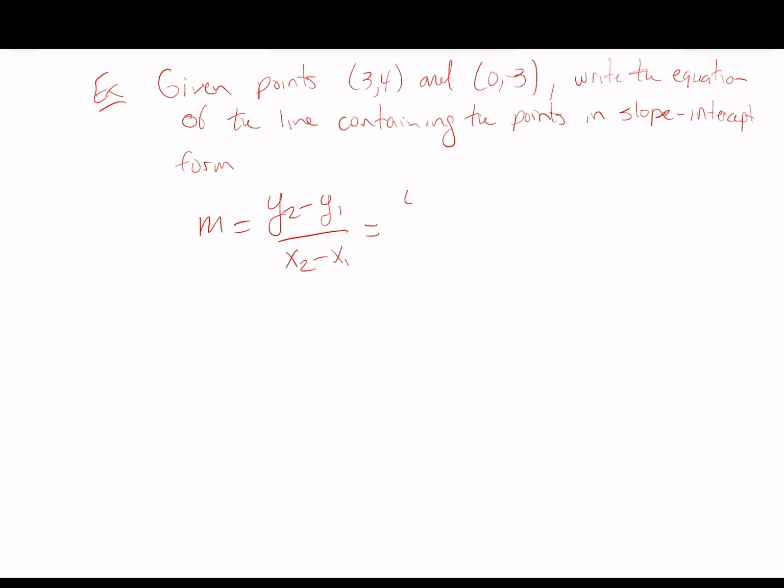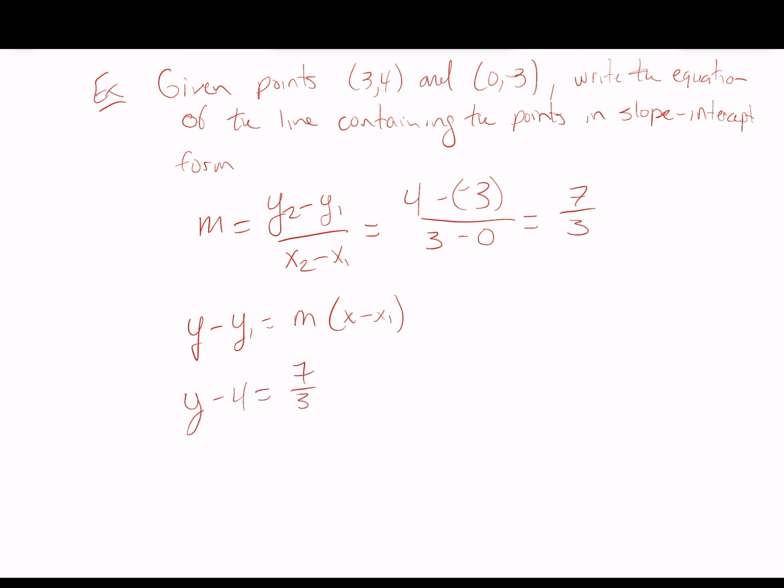So we'll choose 4 minus a negative 3 over 3 minus 0, which is 4 plus 3, which is 7 over 3. So our slope is 7/3. And we can choose either point we want to plug into the point slope formula. I'll choose the first. That formula is y minus y1 is equal to m times x minus x1. So y minus 4 is equal to 7/3 times x minus 3.